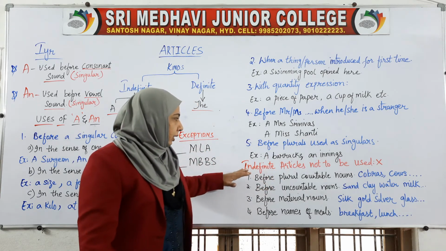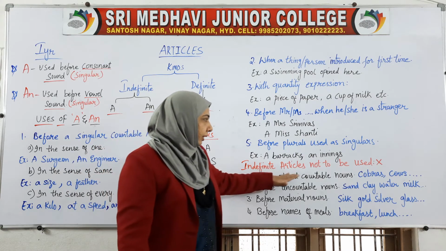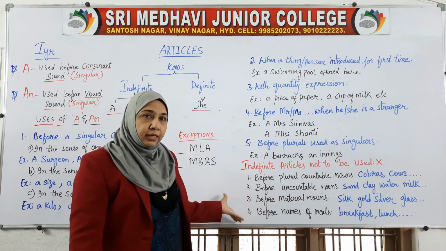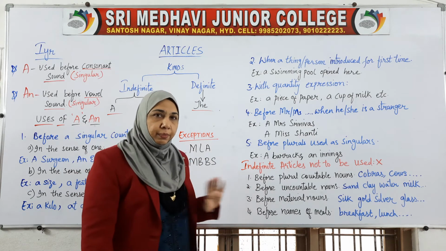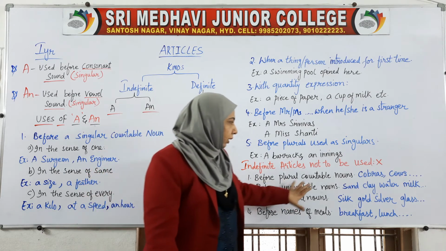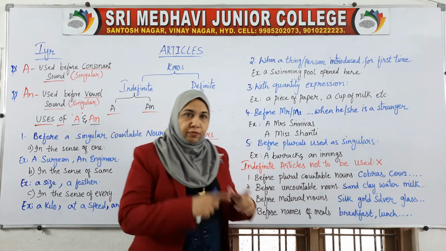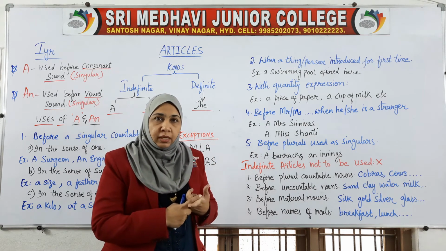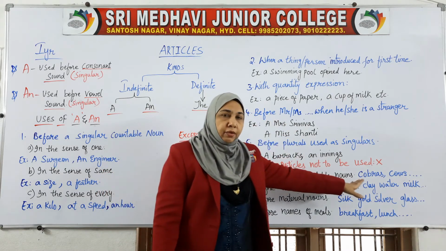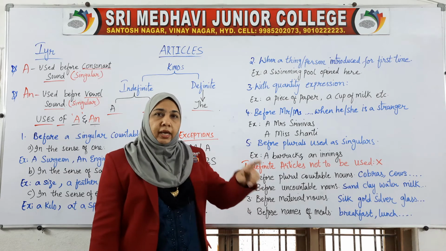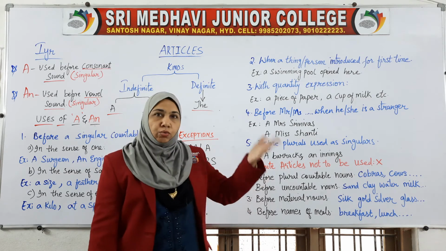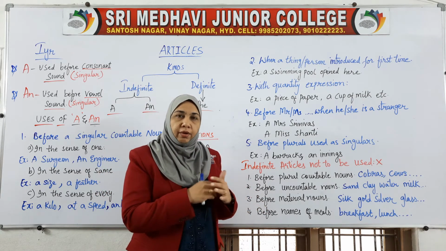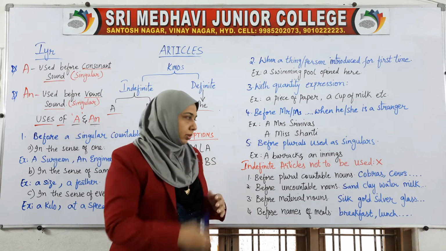Now before which the indefinite articles are not to be used, these are certain rules to be kept in mind where indefinite articles could never be used. Before plural countable nouns, before the nouns which are countable as well as plurals. Like I just said here also, in the same way, cobras. You cannot say there are a cobras, there are a cows. You cannot say like that. You have to remove a and say there are cobras, there are cows.